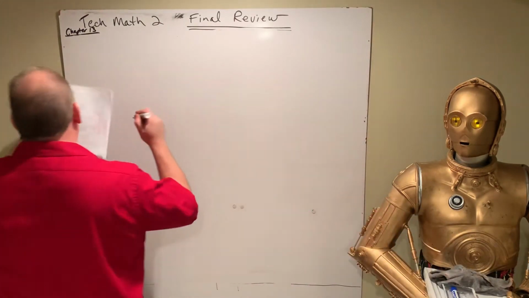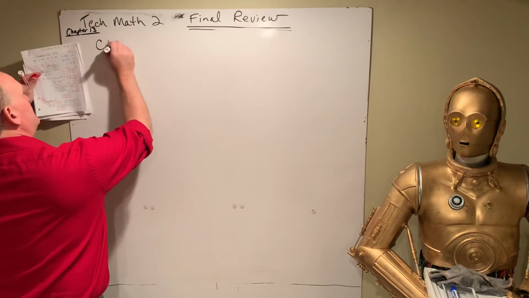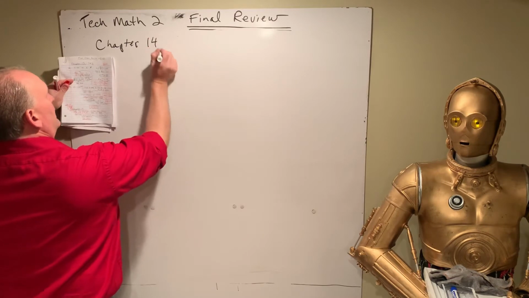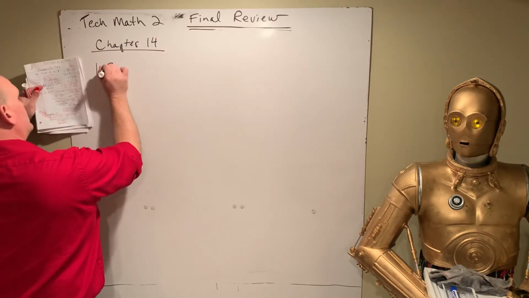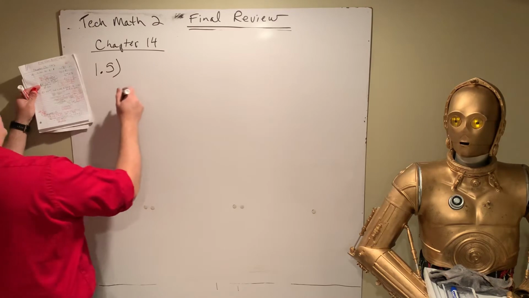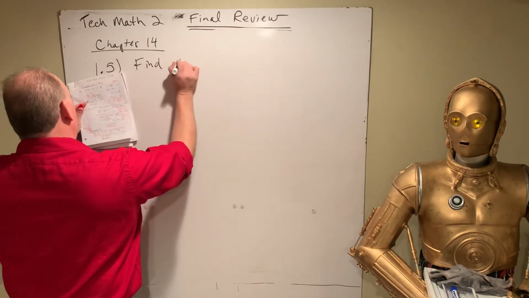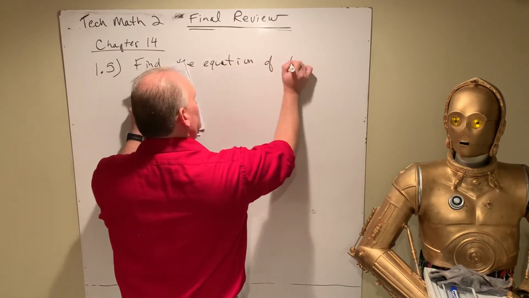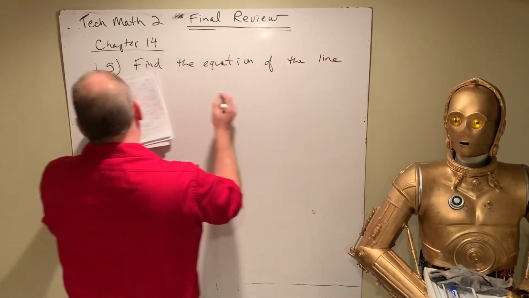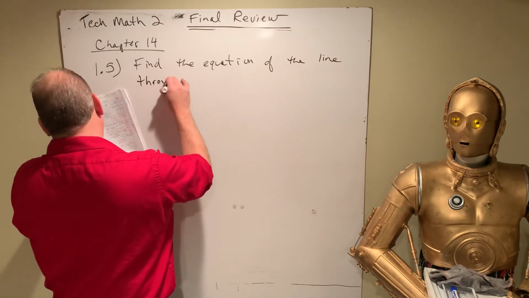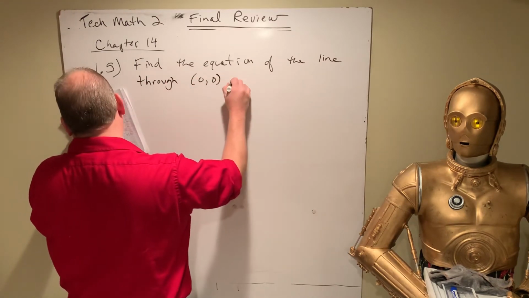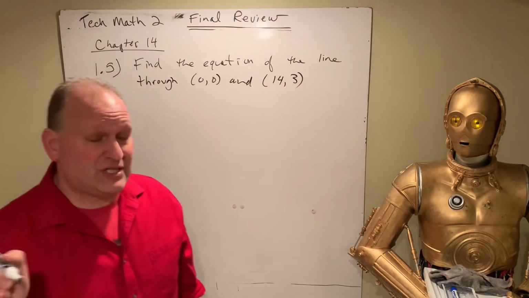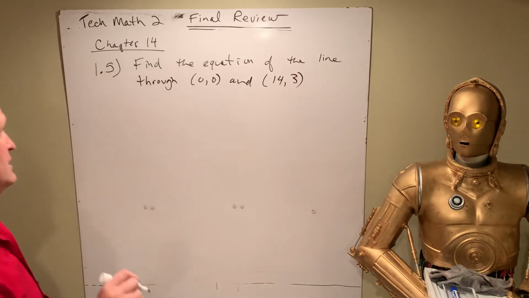All right, so we got chapter 14, and they didn't have one like I wanted, so 1.5, so this is another made up one. Find the equation of the line through (0, 0) and (14, 3). Now, the points are similar to this on the test, so don't think it's just the same and just write down the answer, because it's not the same.